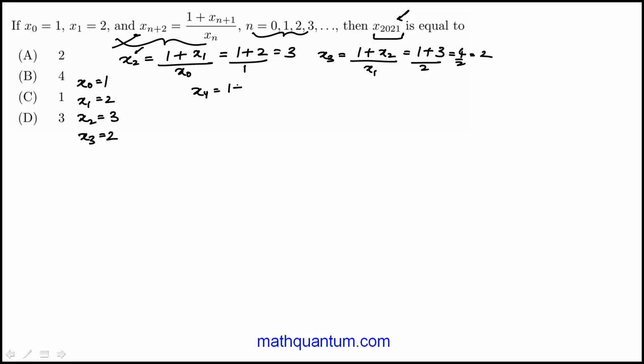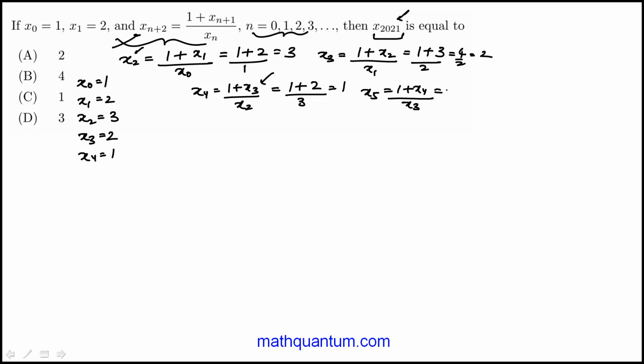Then x4 is 1 plus. And it may not be a bad idea to write this. Yes, it takes time, but you'll be less likely to make this mistake. Over 3, which is 1. So you keep doing it until you see a very clear pattern. You just have to convince yourself.